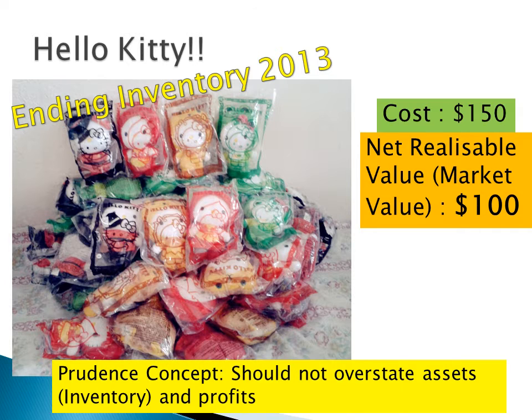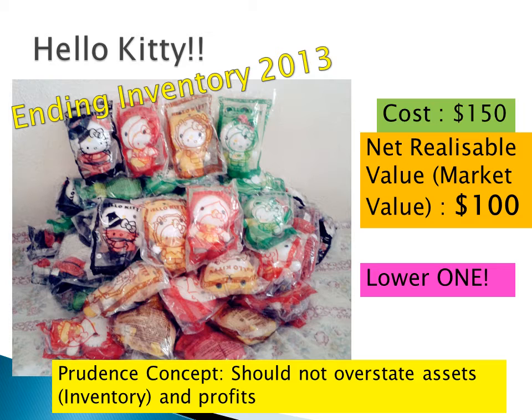Now, the prudence concept tells me that I should not overstate my assets, in this case my asset being inventory, and I should not overstate my profits. So at the end of the year, how should I value my inventory? Should it be at A, $150, or B, $100? According to the prudence concept, you should take the lower one. Hence, you would take the net realizable value of $100.